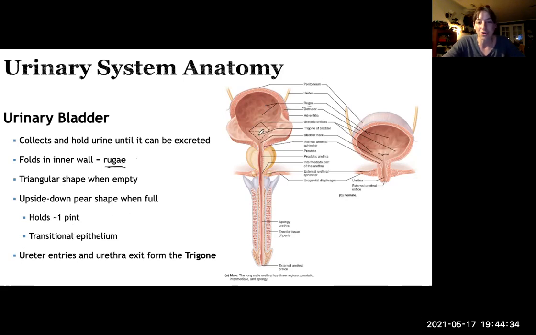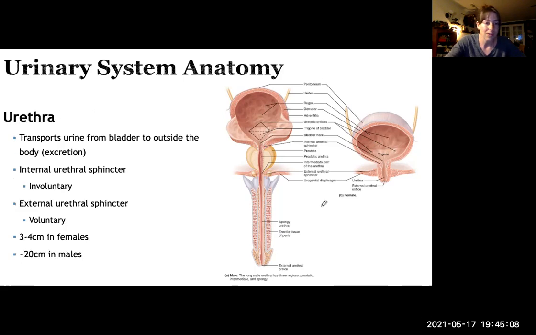And the ureter entries, which again are posterior and a little bit inferior, so they come around and behind the bladder. Those two entry points, plus the exit for the urethra, form a triangle called the trigone. And the trigone is important because this is an area where you can have a lot of bacterial overgrowth leading to urinary tract infection, right?